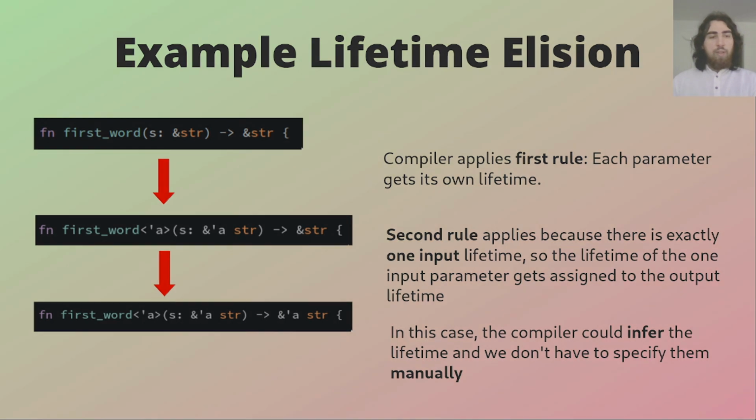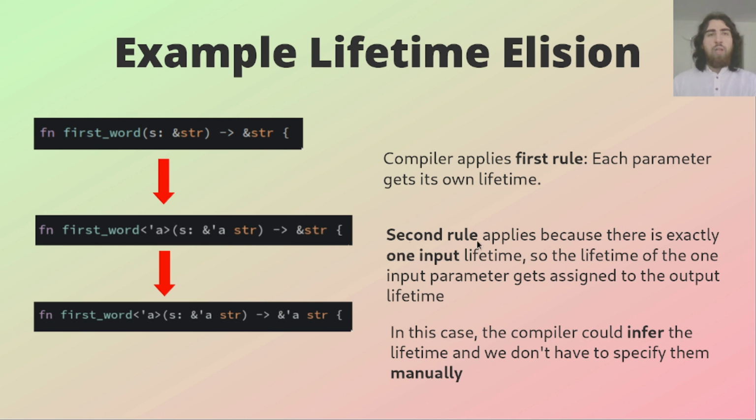Now let's see. Here we have the function firstWord taking a reference, okay, and returning a reference. So the compiler applies the first rule. Each parameter gets its own lifetime. So the compiler behind the scenes will annotate a lifetime for this function and will annotate it for all the references, right?